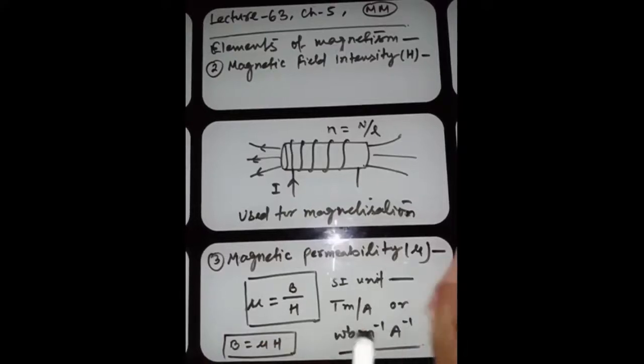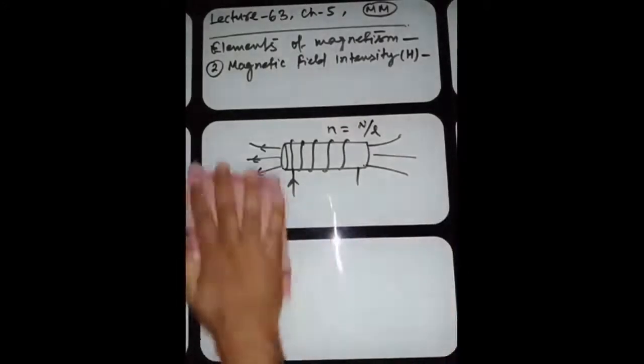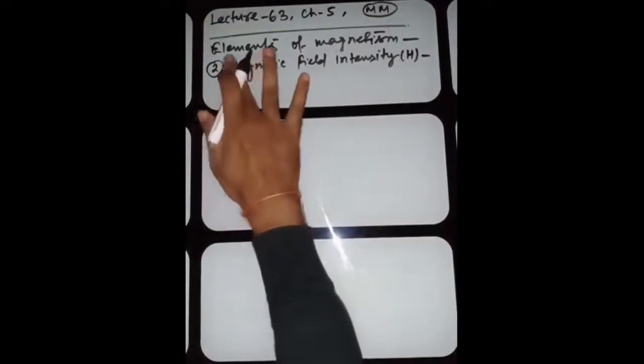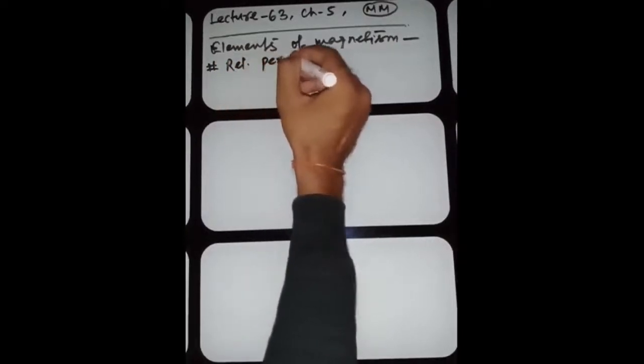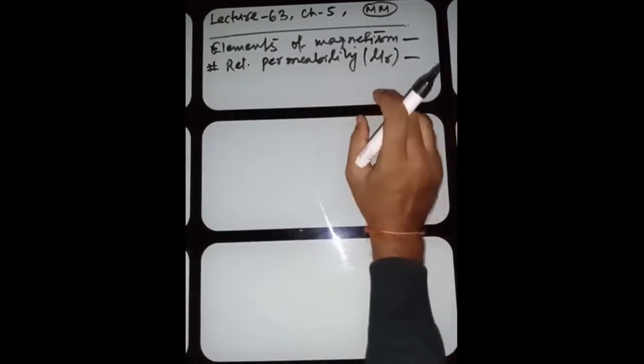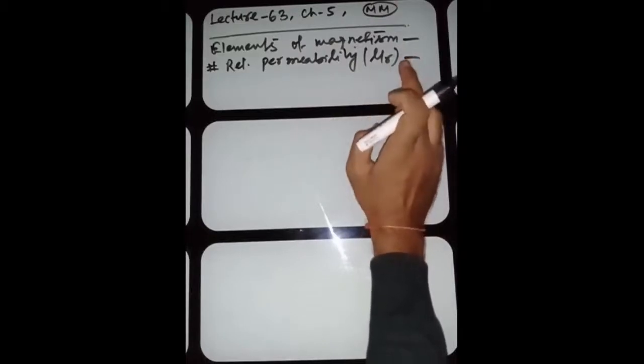Now, my dear students, the next element is the relative permeability, represented by mu R. This relative permeability of a material defines the ratio of the number of lines of magnetic induction per unit area, that is the flux density, simply you can say.